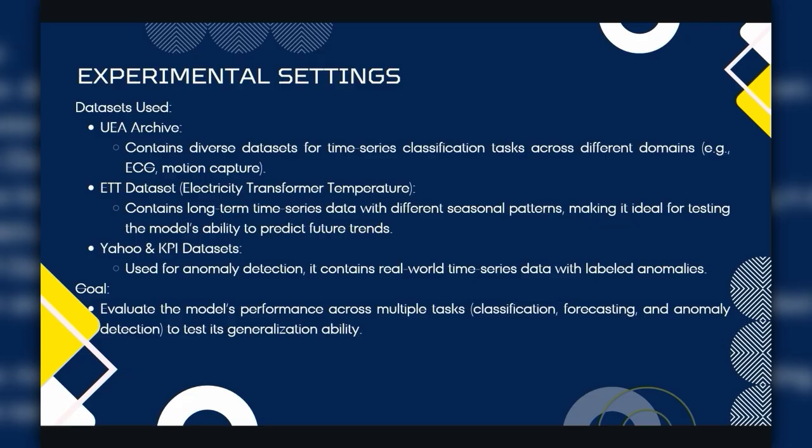For forecasting, they use the electricity transformer temperature datasets, which include power load features and oil temperature targets. For anomaly detection, they use the Yahoo and KPI datasets, which contain various types of time series anomalies. These diverse datasets allow them to thoroughly test the generalizability of their learned representations.